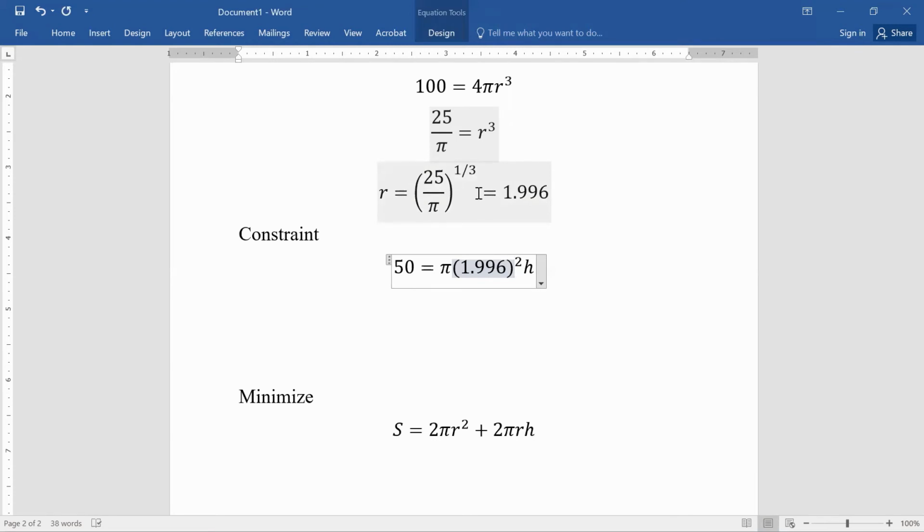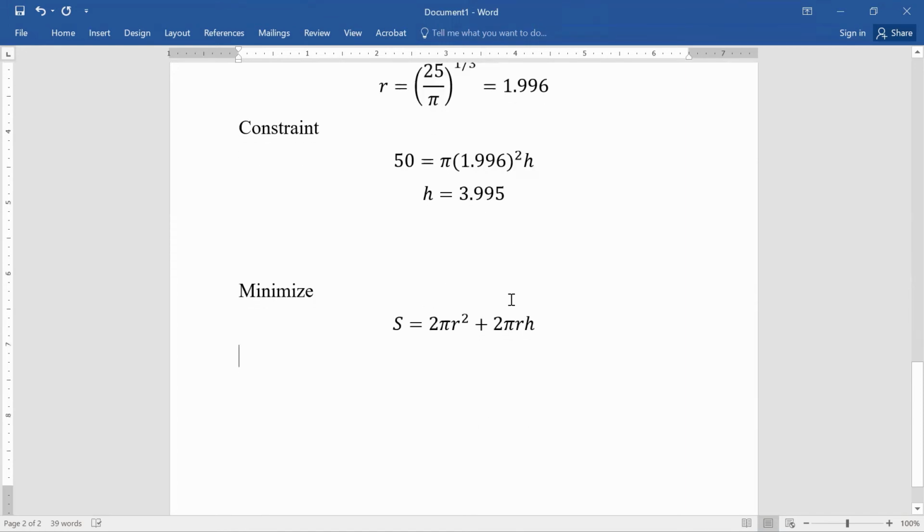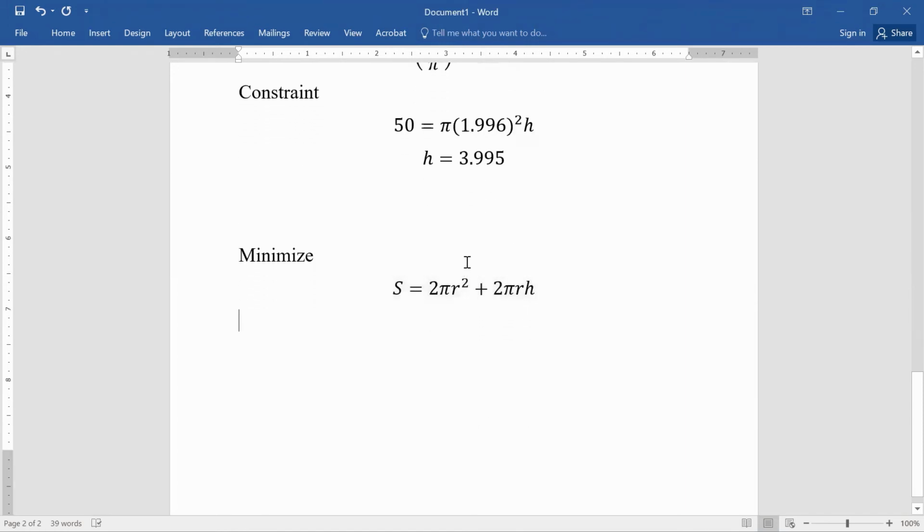If I take 50 divided by pi and divided also by 1.996 squared, I get an h of approximately 3.995. Again, I'm rounding to 3 decimal places. So the constraint would be that the radius is about 2 and the height is about 4. So that's what's going to happen. That's where I'm going to get a minimum surface area.